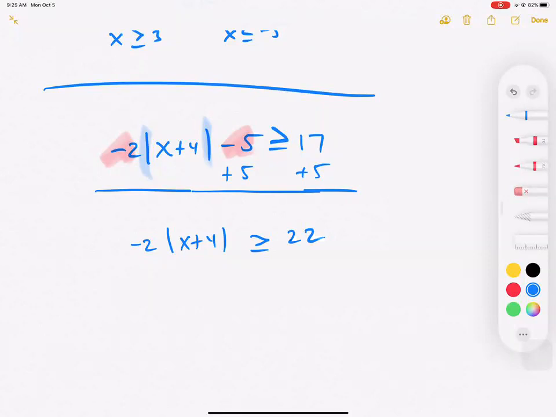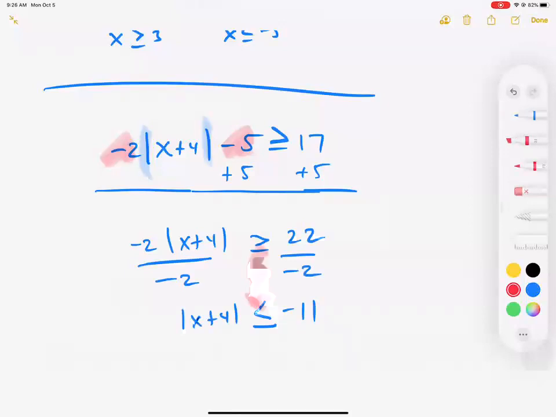Next move, if I divide by a -2, this is one of our rules, our special rules. If I divide by a -2, I need to remember to flip that inequality. X plus 4 is now less than or equal to 22 divided by 2 is 11. So please be aware what happened here. A flip happened because we divided a negative over.